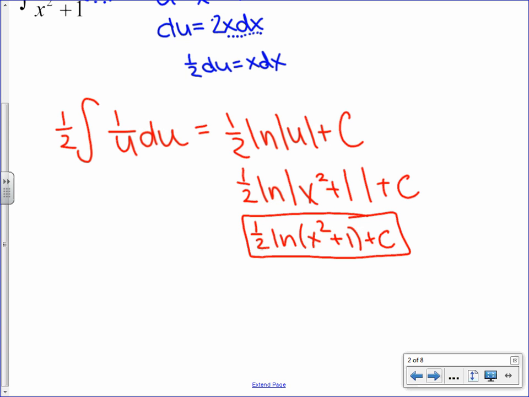I understand how the x squared can be positive, but why do you need the absolute value? Because the natural log has a domain of positive numbers. We can't plug negative values into a natural log. That's why we have the absolute value bars when we take the antiderivative. Okay. Is that good? Yeah.